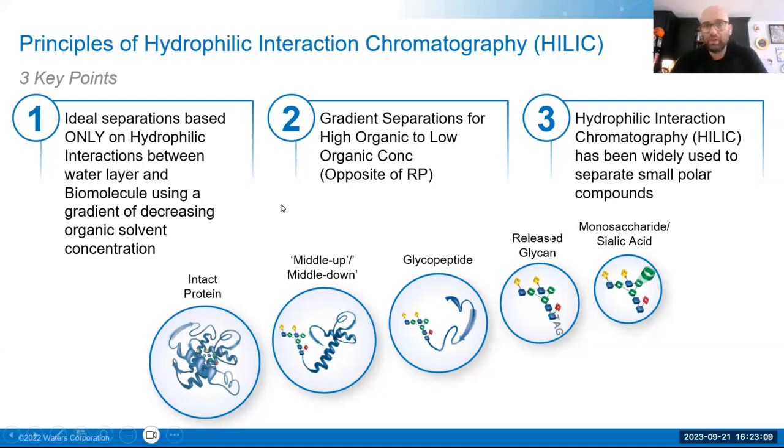The gradient separations happen from high organic to low organic, again, opposite of reverse phase. And this is very important to understand, as this will change the diluent that can be used. Obviously, at this point in time, water is going to be your strong solvent. So having something in these particular species in a lot of water and injecting high amounts of water can actually disturb your separations and cause problems. So we have to take that into consideration, especially the solubility at high organic with these particular species. So it's something to take into consideration.